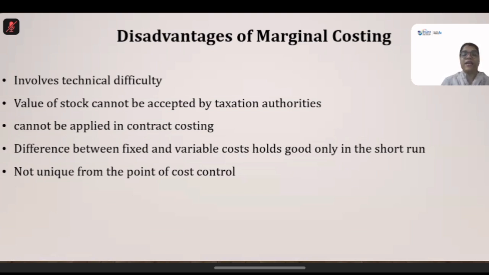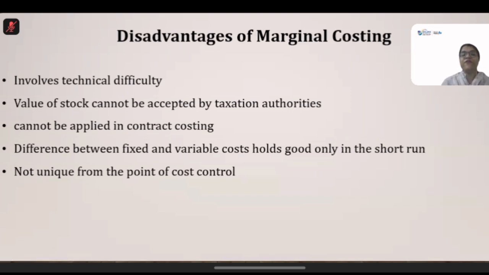Cannot be applied in contract cost. मार्जिनल कॉस्टिंग स्टूडेंट्स इज नॉट सूटेड फॉर इंडस्ट्रीज जो कॉन्ट्रैक्ट कॉस्टिंग यूज करता है, जैसे कि you can say construction based, or you can say any building based. Okay, जहां पे आपका कॉन्ट्रैक्ट्स होता है, बिकॉज कॉन्ट्रैक्ट कॉस्टिंग में फिक्स्ड और वेरिएबल दोनों कंसिडर किया जाता है. बट यहाँ पे हम मार्जिनल में सिर्फ क्या कंसिडर कर रहे हैं? ओनली वेरिएबल पार्ट.